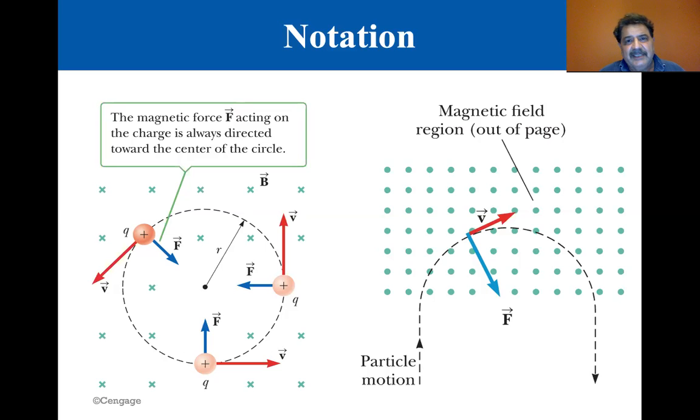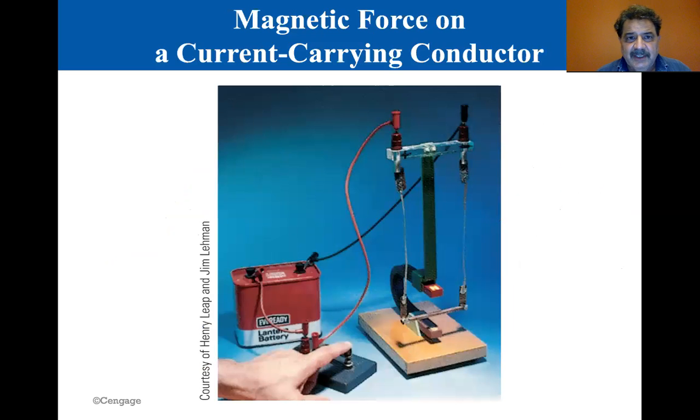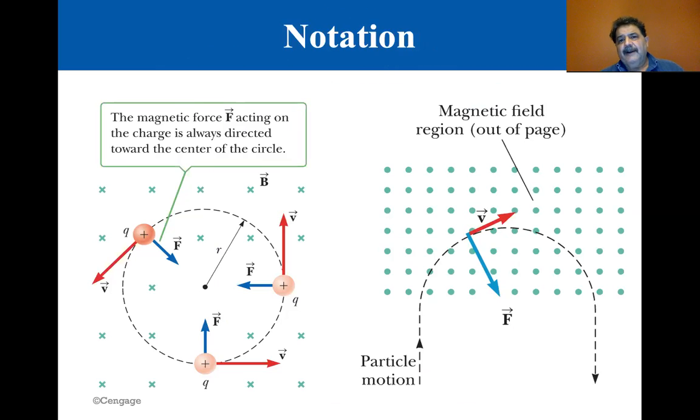Okay, and notice that it says notation. So that's what they're talking about there, how to differentiate the direction of the magnetic field from the images. And I think that's it. Okay, we'll stop there.